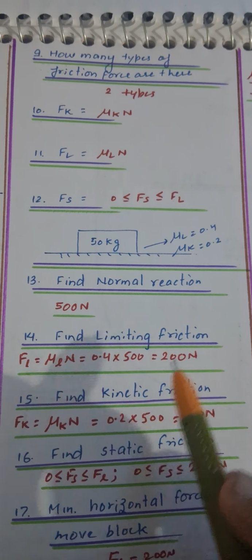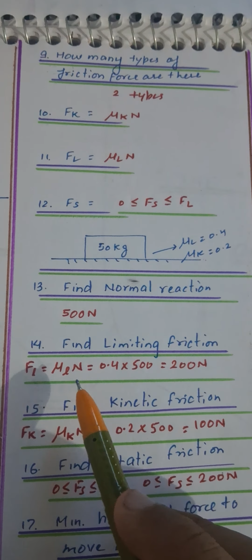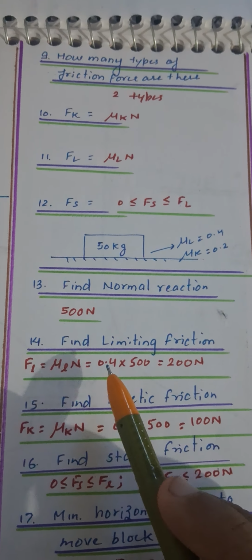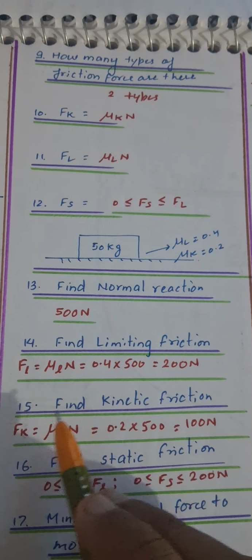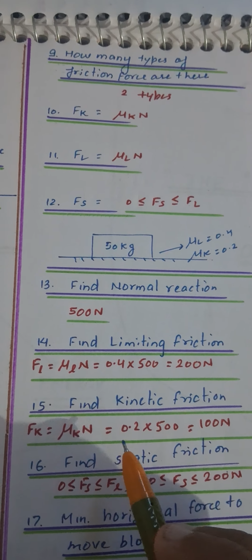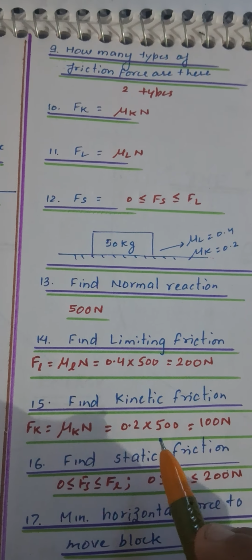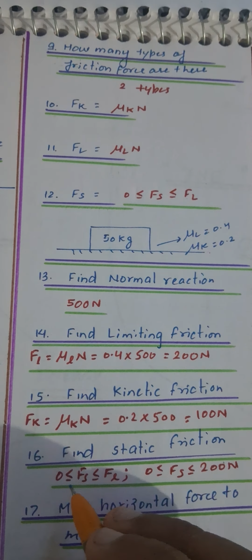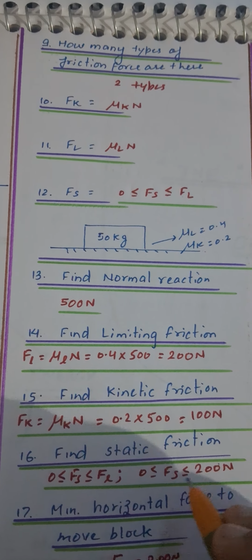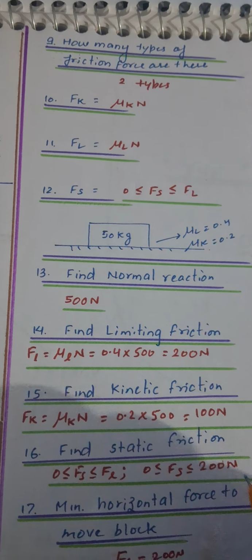Then we need to find limiting friction. Using the equation, f limiting is mu limiting into N. So that is 0.5 into 500, which gives us 200 Newton. Kinetic friction is mu k into N. So 0.2 into 500 gives us 100 Newton. Then the static friction. Static friction lies between 0 and limiting, so it will lie between 0 and 200 Newton.